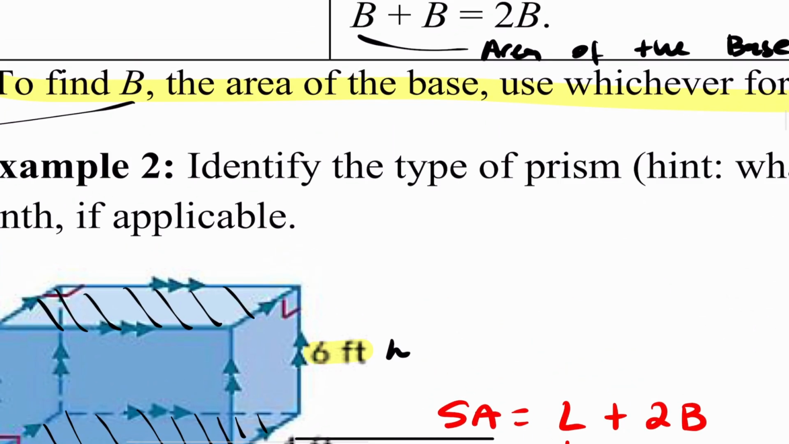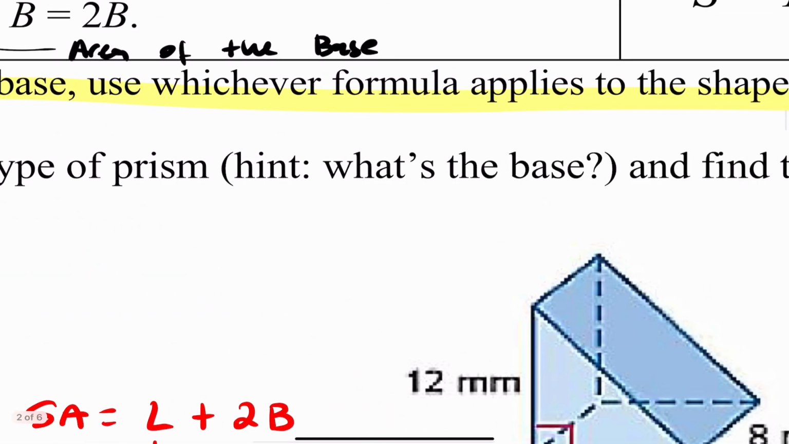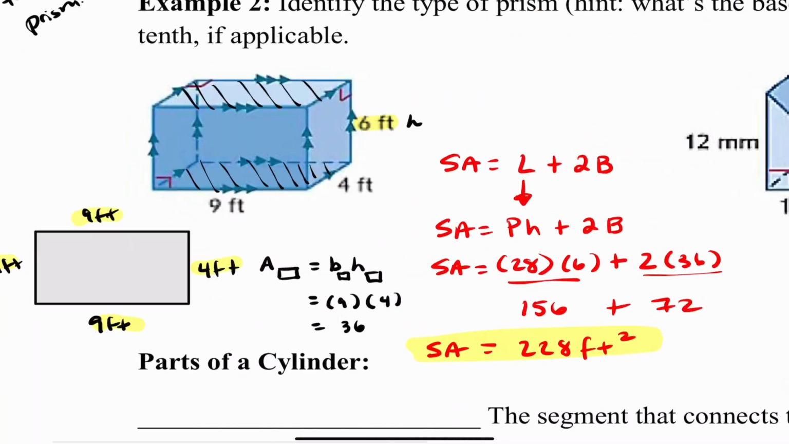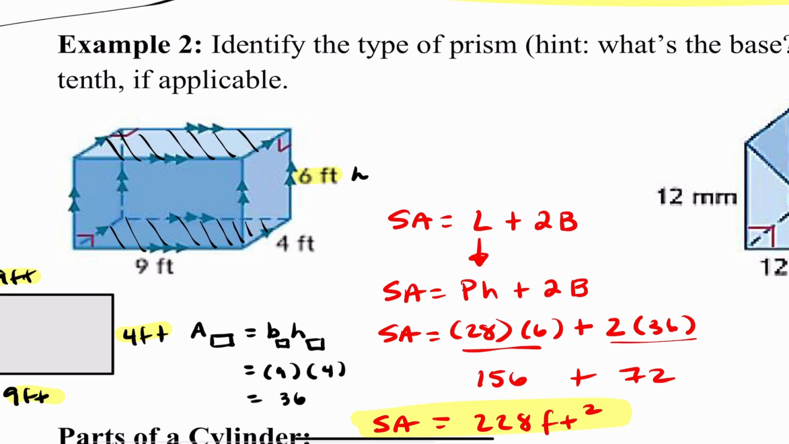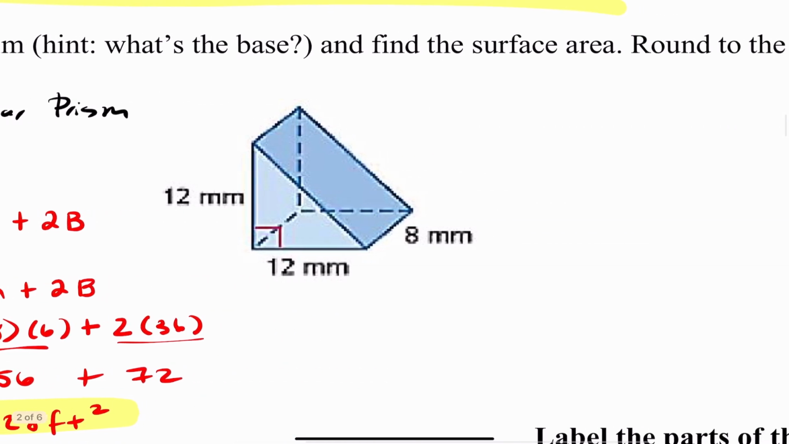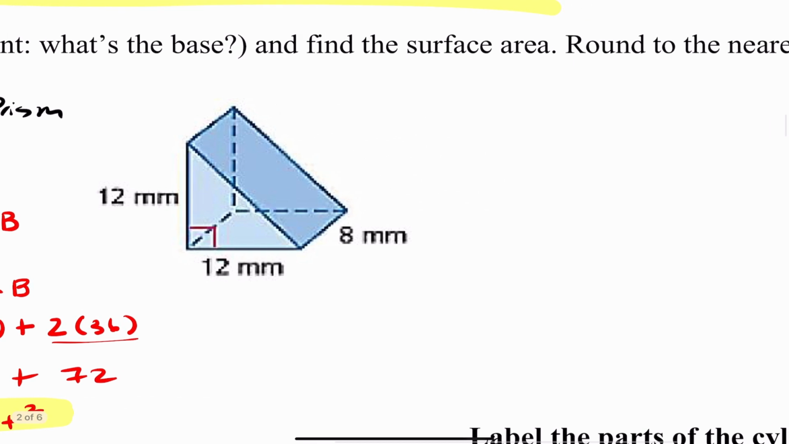Now, I forgot to do something. I didn't identify the type of prism. Remember, to name the prism, we have to identify the base, which is a rectangle. So this figure is called a rectangular prism.